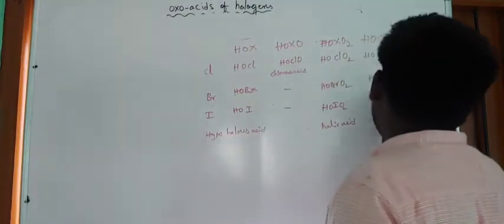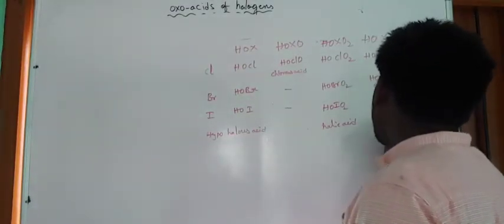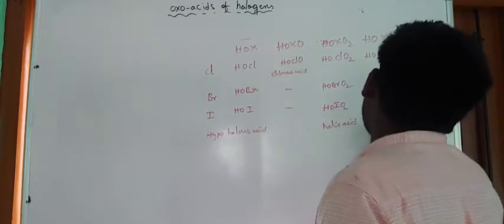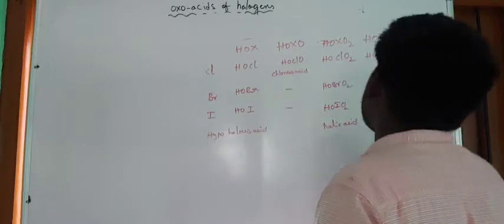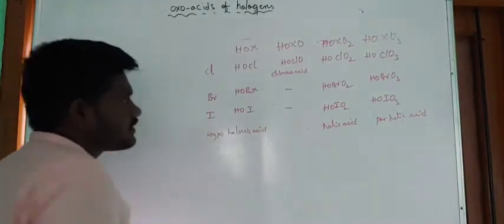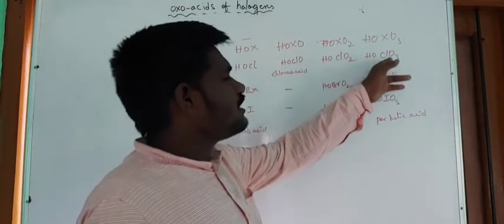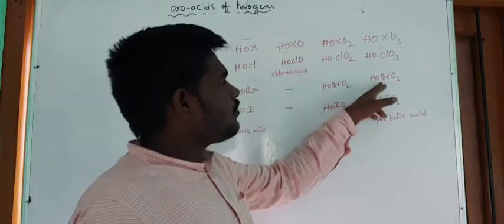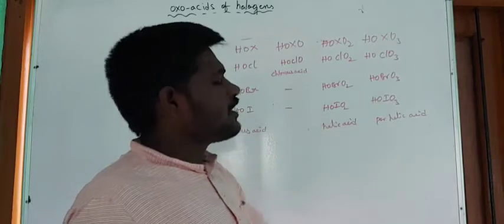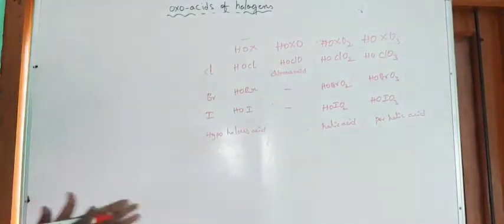Here the general name of HOXO3 oxo acids is perhalic acids. Now here HOClO3 is named perchloric acid, perbromic acid, periodic acid. So this is about the naming, guys.